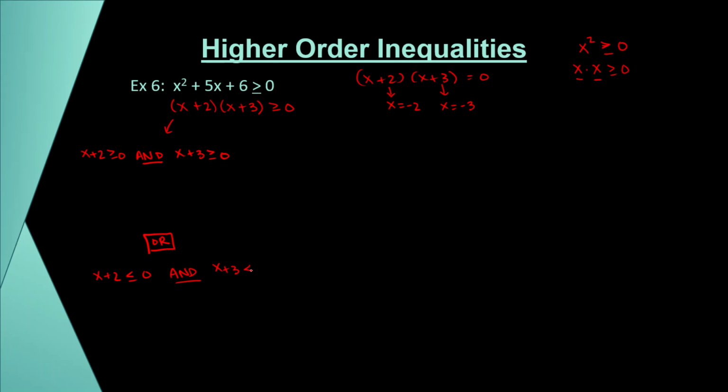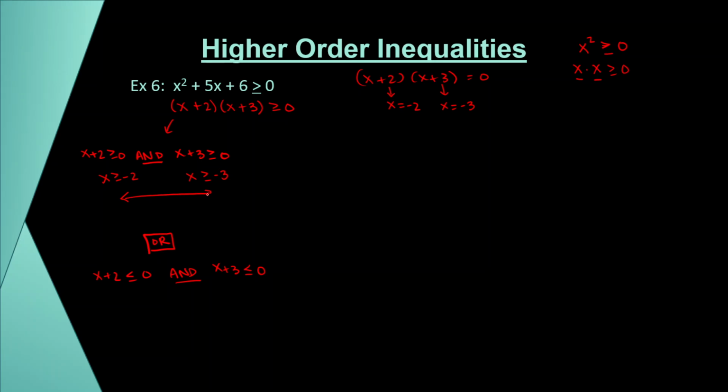So notice how I use the or and the and statements. Or implies one or the other, but and implies that they both have to be true. Okay, so now I can solve each of these. This tells me x is greater than or equal to negative 2. And this one tells me x is greater than or equal to negative 3.